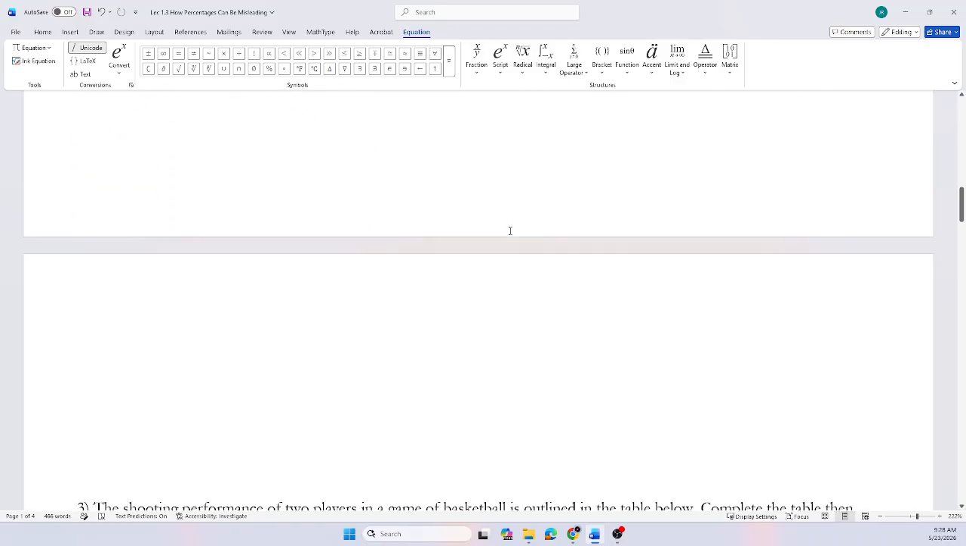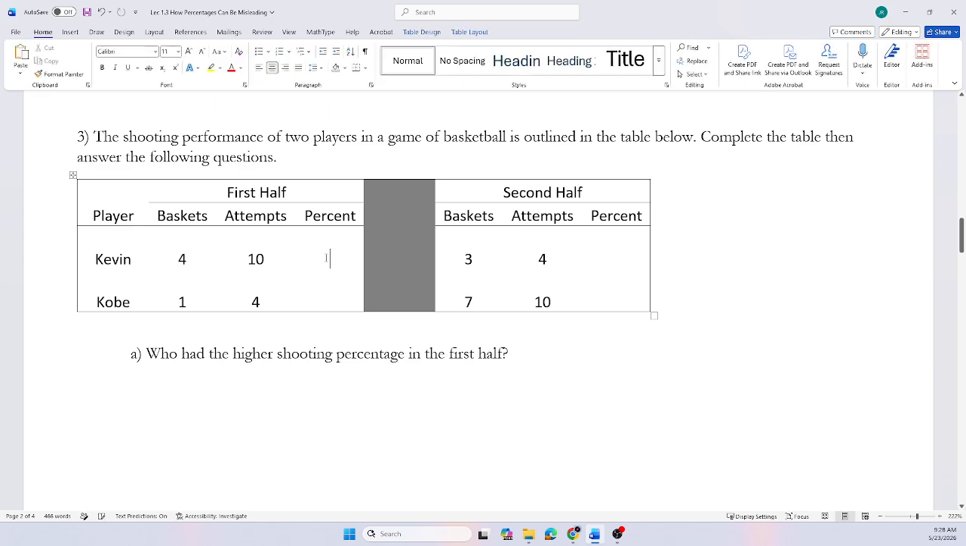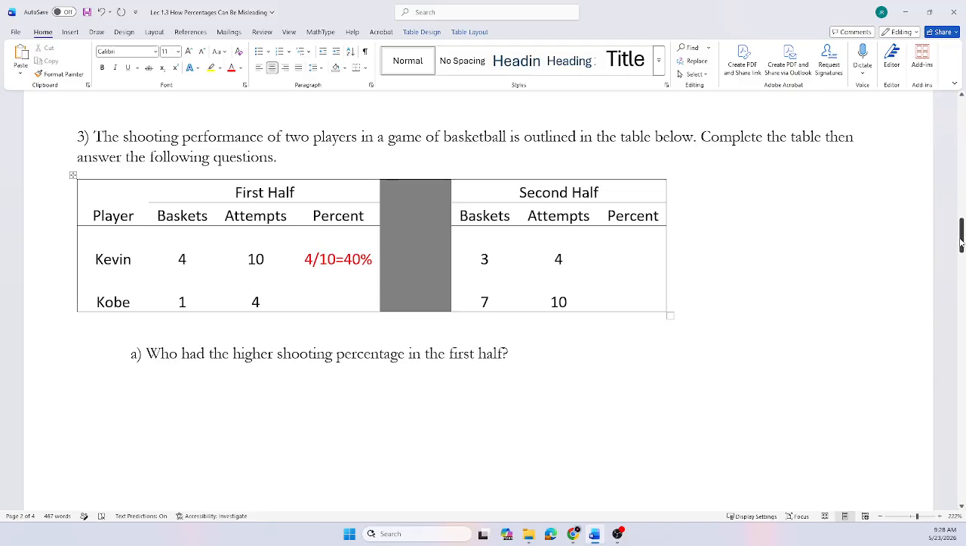All right, let's go ahead and take a look at the next example. Suppose we've got a basketball game, and we've got two players here, Kevin and Kobe. We want to complete the table and answer the question. So let's start by computing Kevin's shooting percent. Kevin made 4 baskets out of 10 attempts. So 4 divided by 10 gives us a 40% success rate.